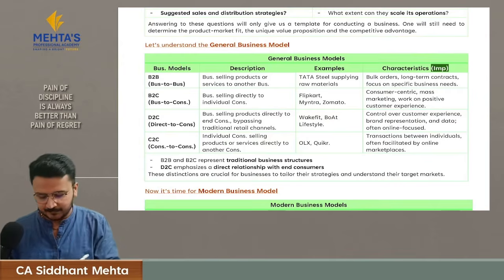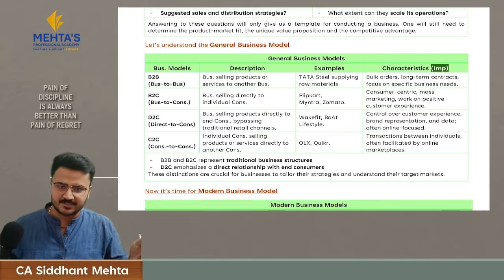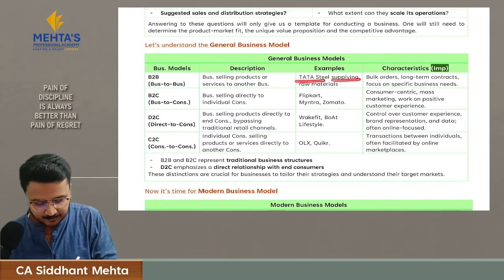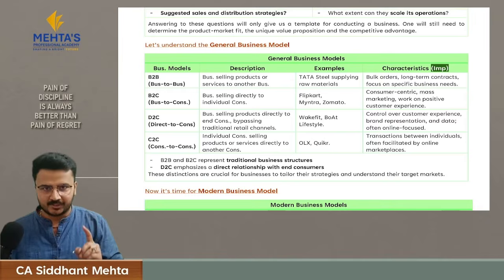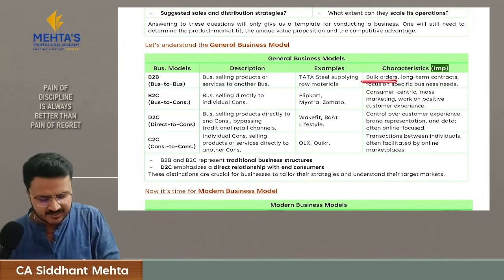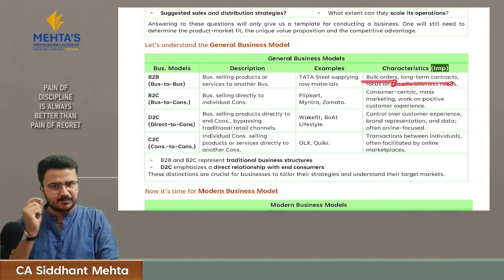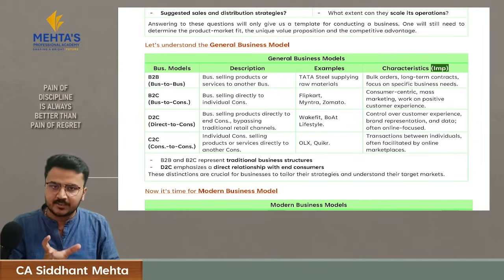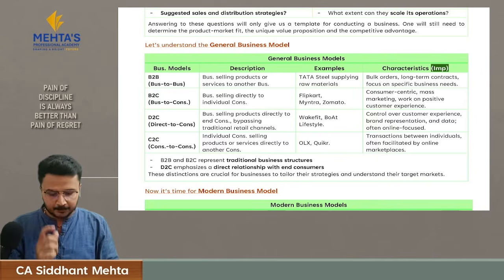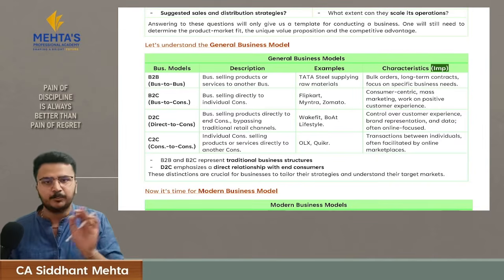One is B2B, that is businessmen selling products or services to another business. For example, Tata Steel is supplying raw materials to Tata Motors or Maruti Suzuki. This is a B2B transaction. So here such transactions are usually in bulk orders and they are long-term contracts where they specifically mention, okay, this is the quality of the steel which we require, this should be the length and this should be the width, and based upon that they will supply. So here they focus on specific business need in B2B transaction.